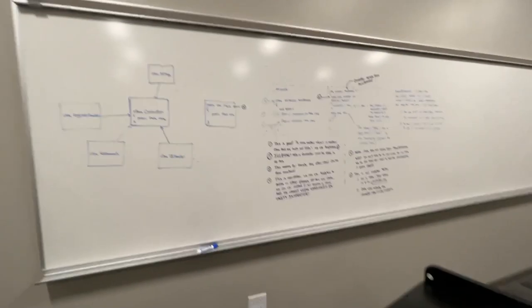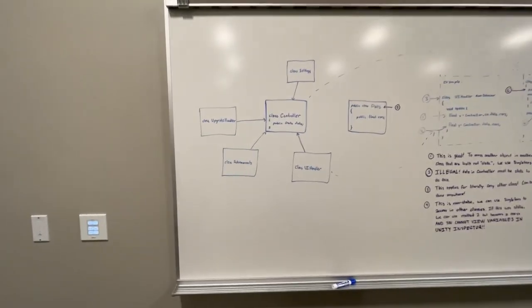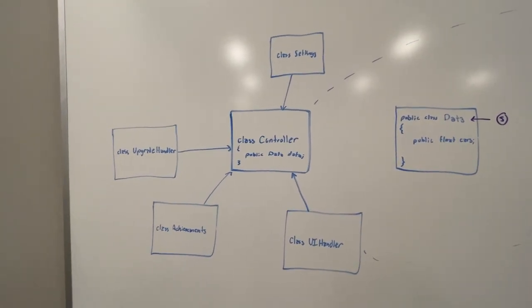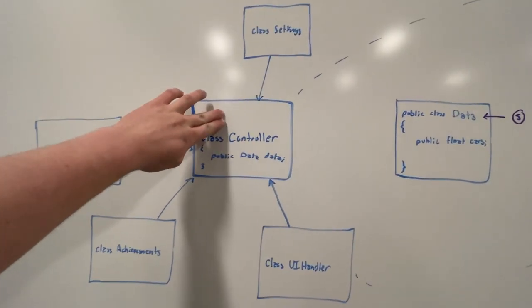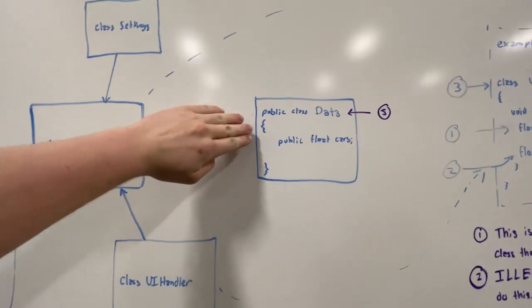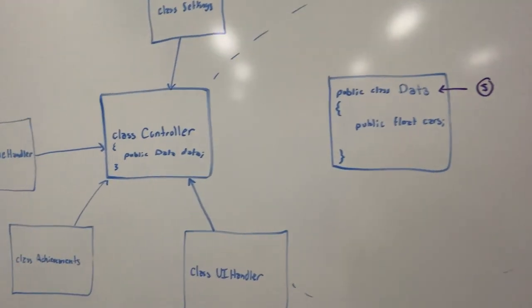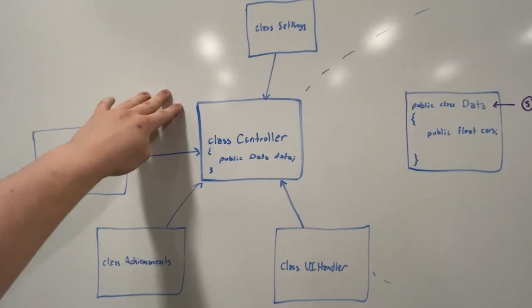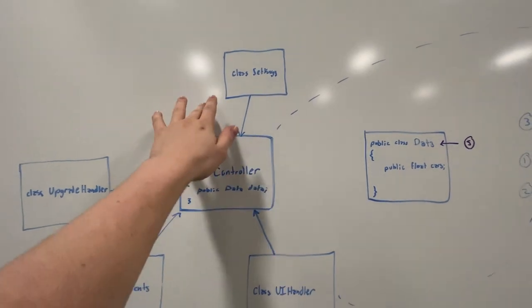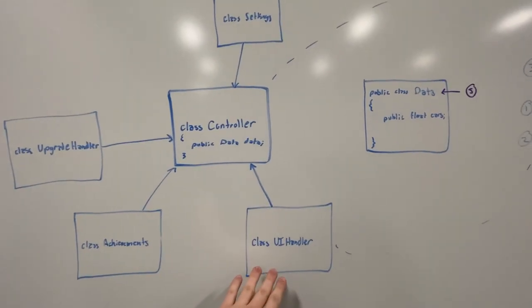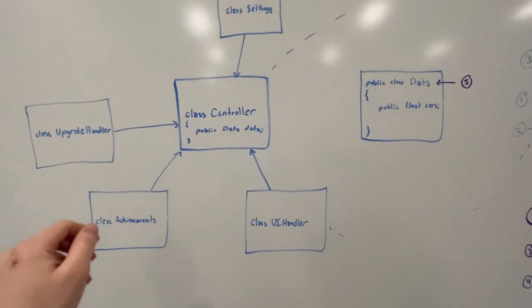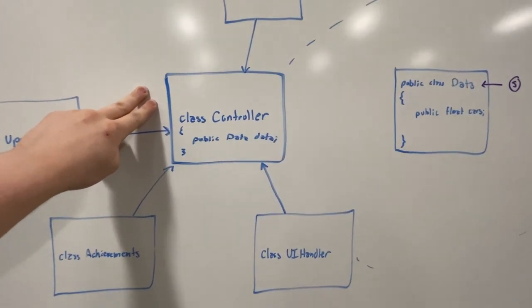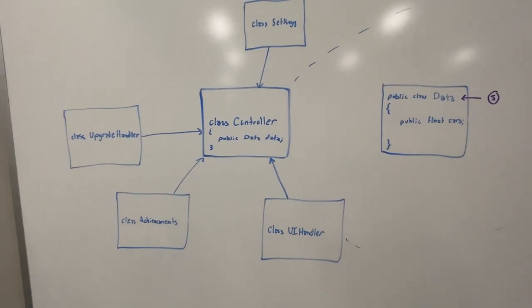Okay, so I'm currently in a study room and I have written everything up on this whiteboard. So right here is our class structure. For now, let's just focus on this special controller class and this data class. Our controller, looking at this, is like the center of everything, right? You have settings, upgrade handler, achievements, UI handler, you name it, literally anything else will most likely want to refer to this control class. And I'm gonna show an example later on.